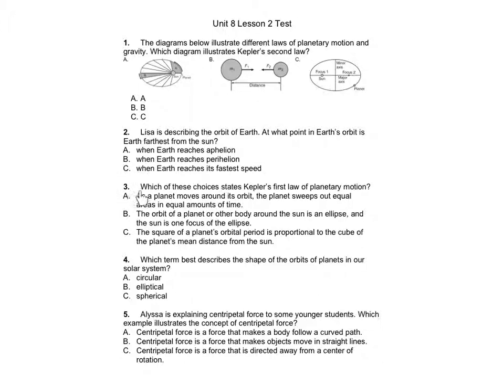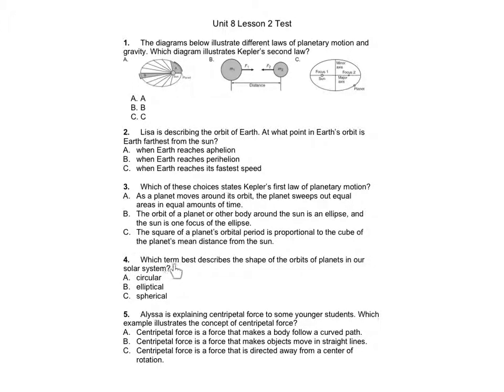Number 3. Which of these choices states Kepler's first law of planetary motion? A, as a planet moves around its orbit, the planet sweeps out equal areas in equal amounts of time. B, the orbit of a planet or other body around the Sun is an ellipse, and the Sun is one focus of the ellipse. C, the square of a planet's orbital period is proportional to the cube of the planet's mean distance from the Sun.